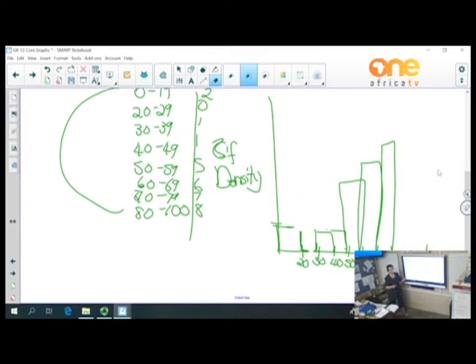1 times 2 is the area. 1 times 1 is this one. You must be able to read it off: the area of the bar gives the frequency. You must be able to do that. And look at the last one. This one's frequency is 8. The bar width is double, so I'm going to draw this one up to 4.